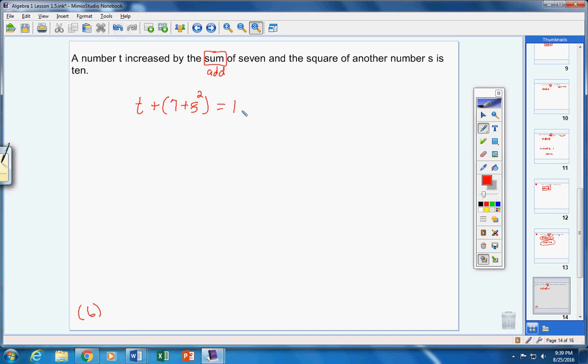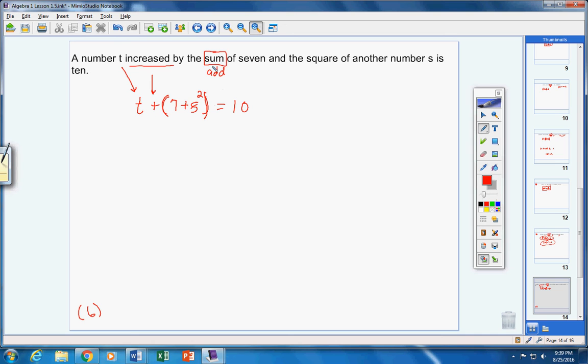10. There we go. And that's it, guys. A number t. So here's my t. Increased, so I put a plus sign. It's increased by 7. No, it's increased by a sum. So I put a parentheses. And then so I'm in parentheses, I put my sum.